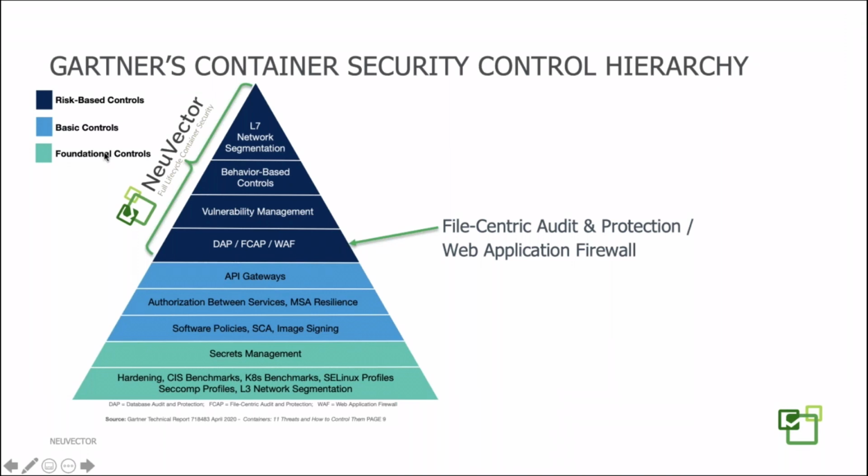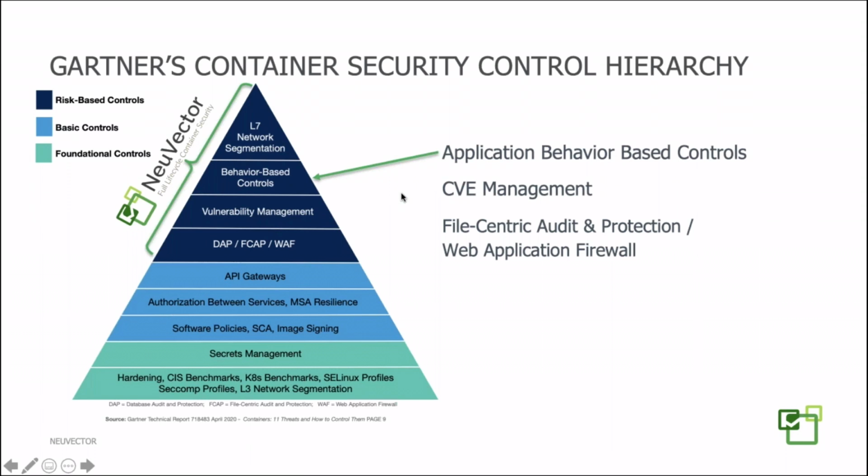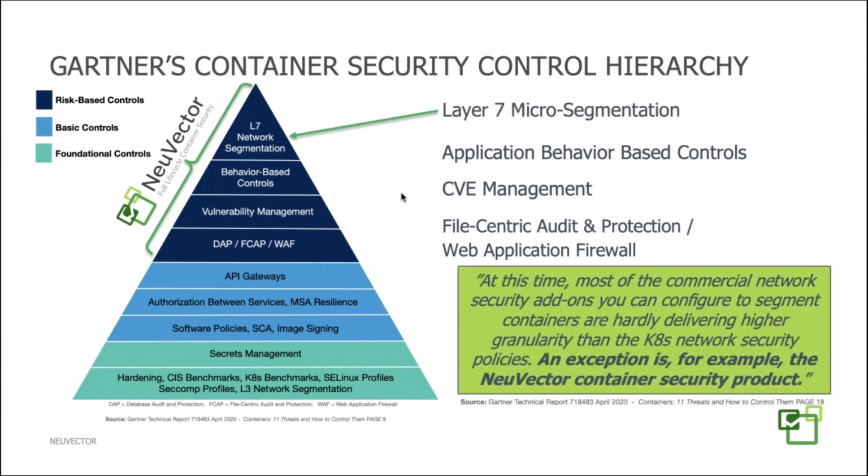of your container environments. You're certainly doing these foundational controls and some of these basic controls, and these come right from Gartner. This is their technical report from April 2020. You can go to them and buy that report from Gartner. But there's also these risk-based controls that they talk about, where you're doing vulnerability management inside of your organization, or CVE management, like you already saw, and application behavior controls, and also layer 7 network segmentation.